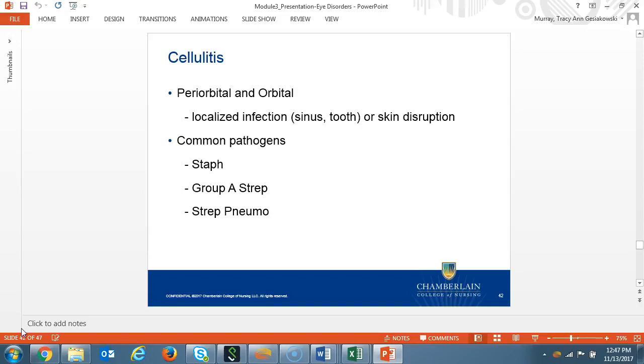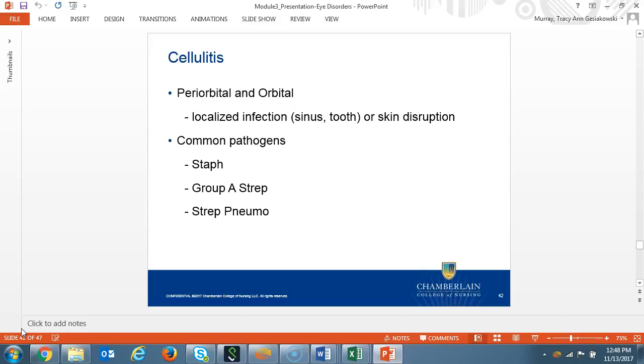Lastly, we're going to talk about periorbital and orbital cellulitis. These are two things that are very different in terms of the severity and importance of referring emergently to an ophthalmologist. So how do you get periorbital or orbital cellulitis? Well, it could spread from a local infection, such as a sinus infection or a dental abscess, or you can have a skin disruption of some kind, much like we get cellulitis in other areas of our body.